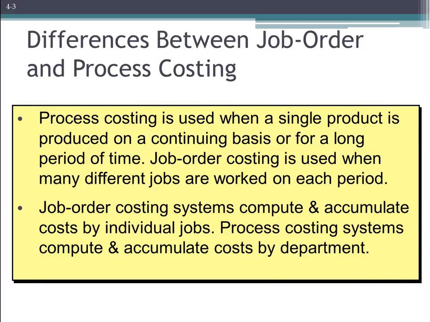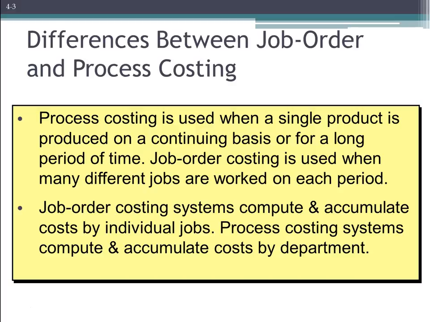Process costing, though, is used when a single product is produced on a continuous basis for a long period of time. Usually it's the same exact unit of production. Things are identical every time. Whereas job order costing is used for customized or individualized orders and products.